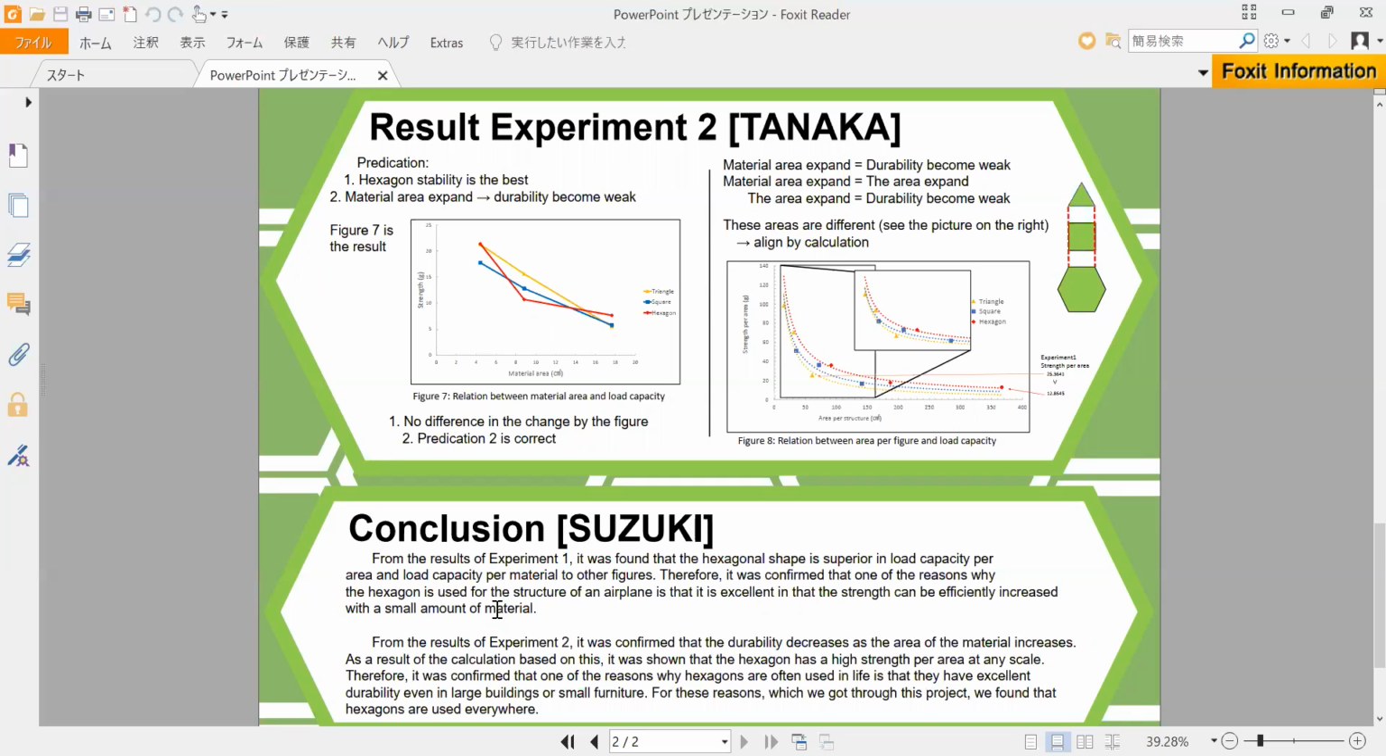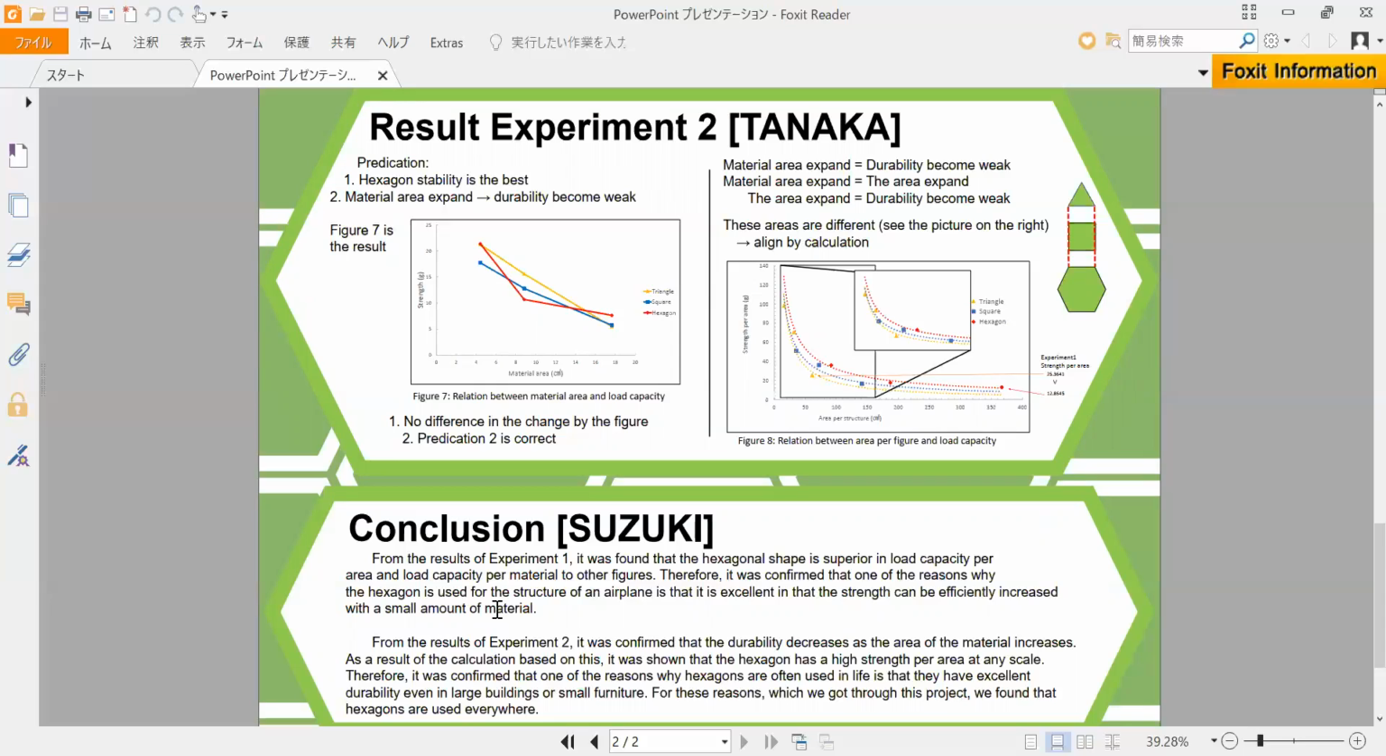And we consider the data from a new viewpoint. The data shows that durability decreased as the area of material increased. In other words, the increase in area equals the decrease in durability. Triangle, square, and hexagon have different areas. We cannot compare them simply. Therefore, it was shown by the approximate curve by calculation.